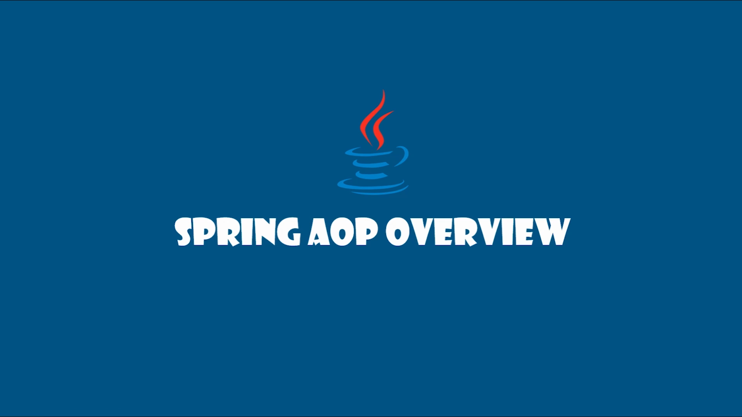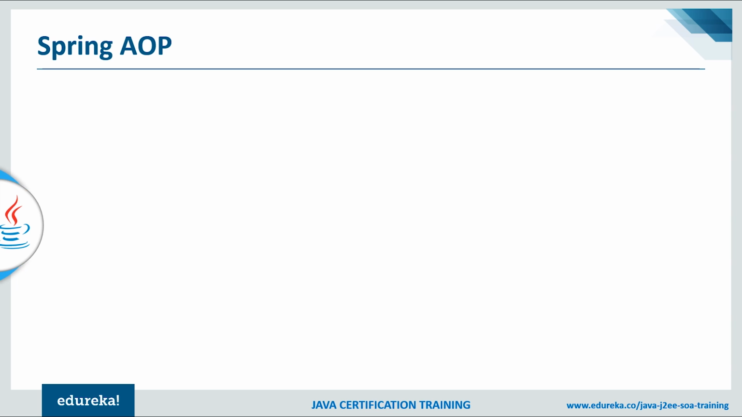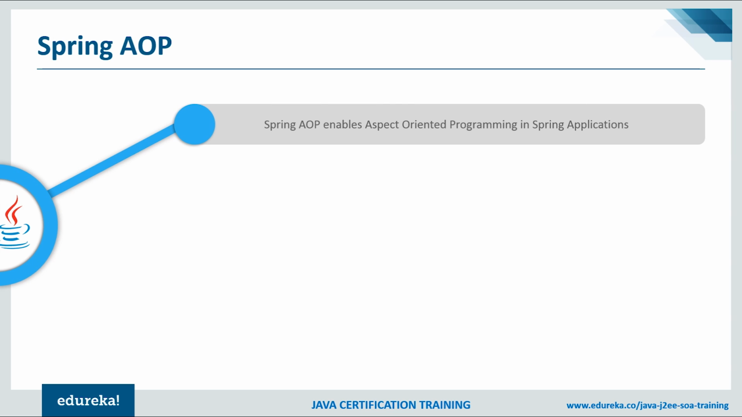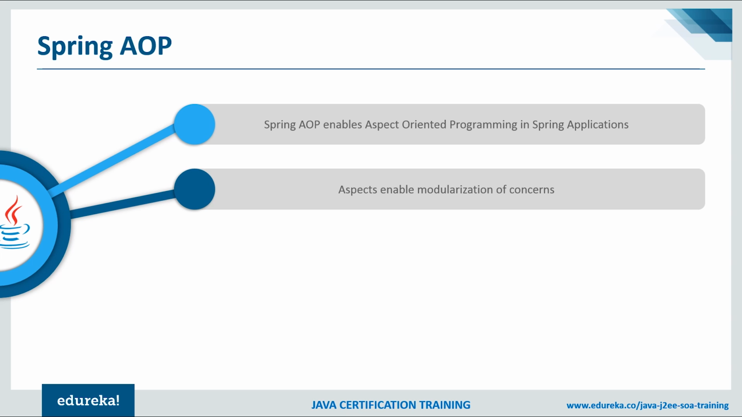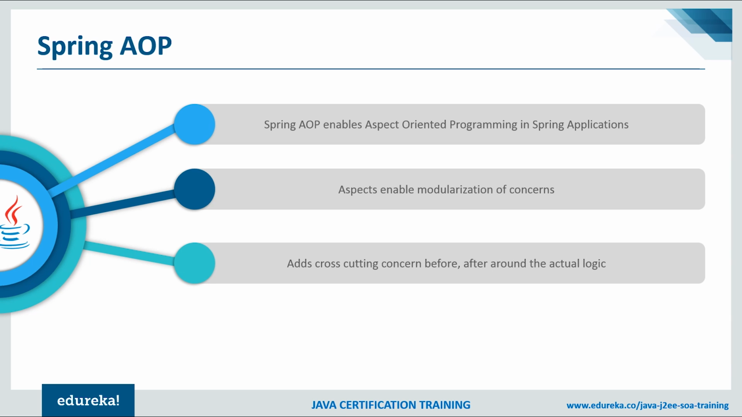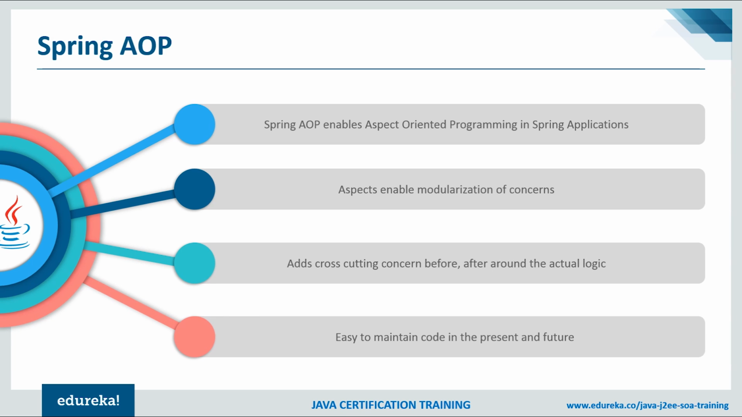First, we will understand what is Spring AOP, that is aspect-oriented programming. Spring AOP enables aspect-oriented programming in Spring applications. In AOP, aspects enable the modularization of concerns like transaction management, logging, or security that cut across multiple types and objects. And AOP provides the way to dynamically add the cross-cutting concerns before, after, or around the actual logic using simple pluggable configurations. It makes it easy to maintain the code in the present as well as the future. You can add and remove concerns without recompiling the complete source code, simply by changing the configuration files.